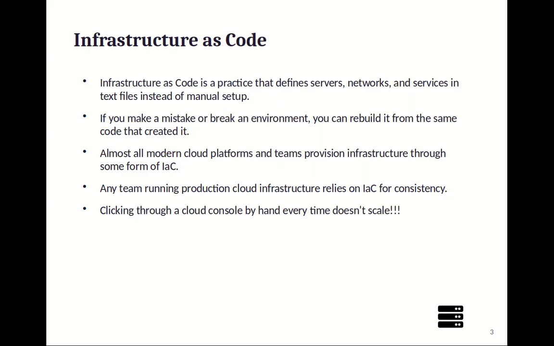Infrastructure as code. Infrastructure as code is a practice that defines servers, networks, and services in text files instead of manual setup. If you make a mistake or break an environment, you can rebuild it from the same code that created it. Almost all modern cloud platforms and teams provision infrastructure through some form of IaC, infrastructure as code. Any team running production cloud infrastructure relies on IaC for consistency. Clicking through a cloud console by hand every time doesn't scale.